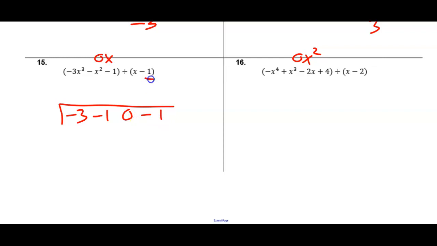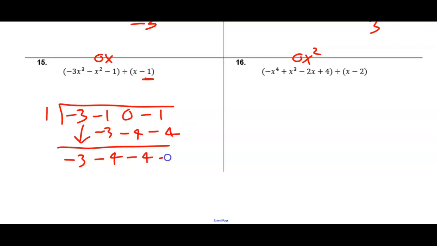And the opposite of negative 1 is 1. So bring it down. And then we multiply and add. Multiply and add. Multiply and add. So take that third power down 1, so negative 3x squared minus 4x minus 4 minus 5 over x minus 1.